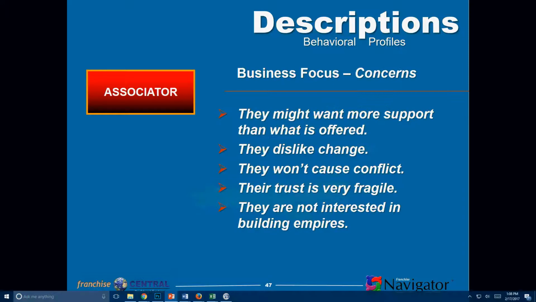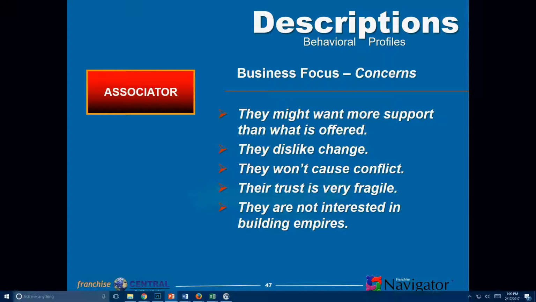Okay, their concern is they may want more support than what franchisors are willing to offer. You know how a lot of franchisors are saying our franchise is high-tech, low-touch? Associators want high touch, low tech. They want that touch. They want that constant contact. They're not going to cause conflict.